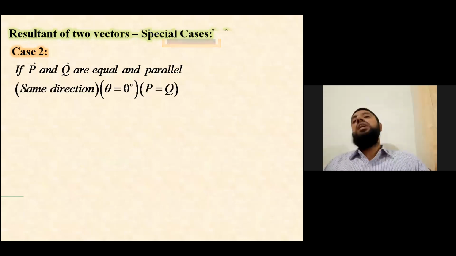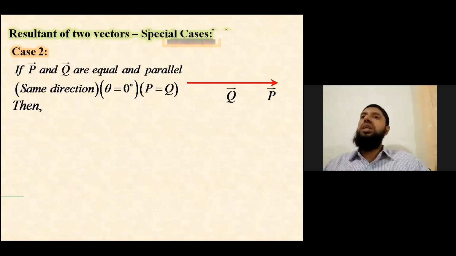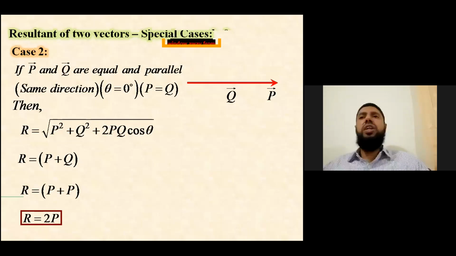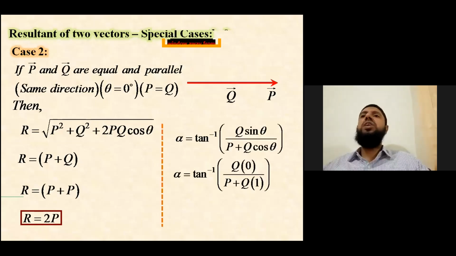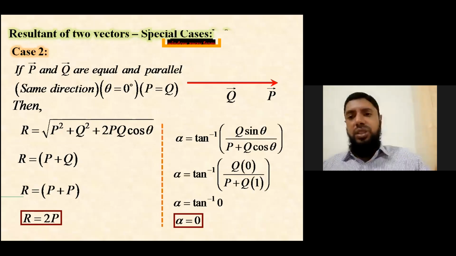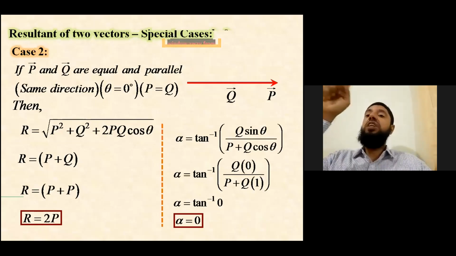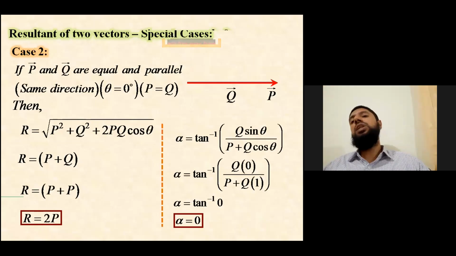ಆ ಟೈಮ್ ಅಲ್ಲಿ ರಿಸಲ್ಟೆಂಟ್ ಏನಾಗುತ್ತೆ? See the two vectors are equal in magnitude and both are in same direction. Then the resultant, where θ is 0, the resultant is P plus Q. P and Q both are equal, therefore the resultant is 2P. Twice the vector. Magnitude of the vector is the magnitude of the resultant. Then what is the direction? θ 0 ಆಗಿರೋದ್ರಿಂದ alpha also becomes 0. Then the resultant is in the direction of the first vector P. P vector ಯಾವ ಡೈರೆಕ್ಷನ್ ಅಲ್ಲಿ ಇದೆಯೋ ಅದೇ ಡೈರೆಕ್ಷನ್ ಅಲ್ಲಿ ರಿಸಲ್ಟೆಂಟ್ ಇರುತ್ತೆ.